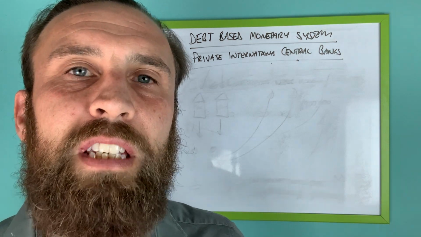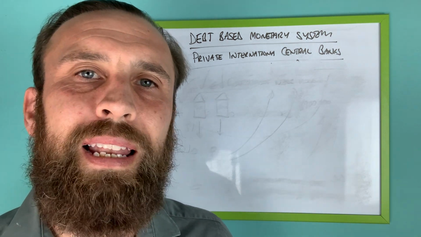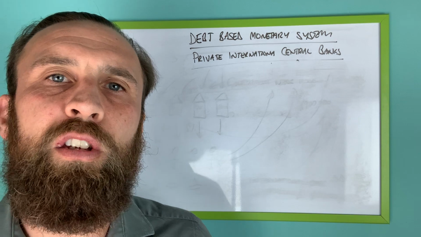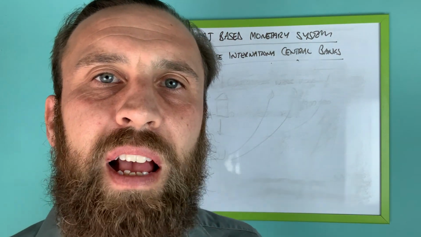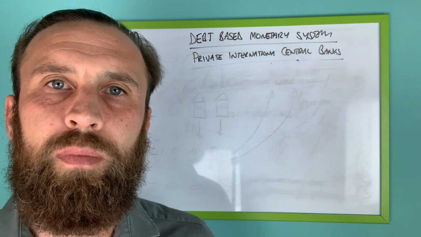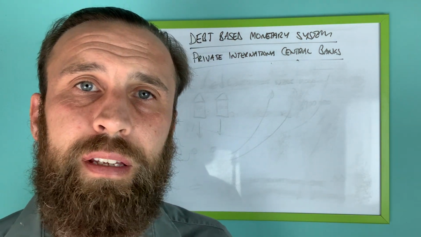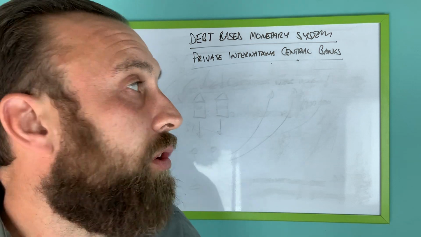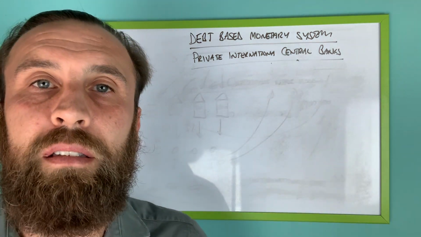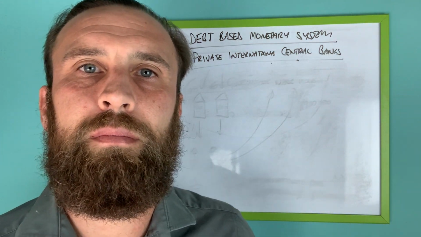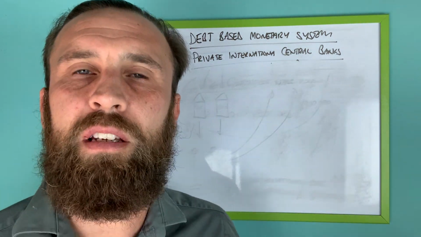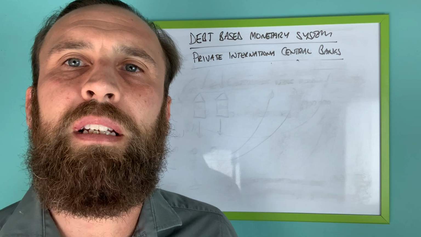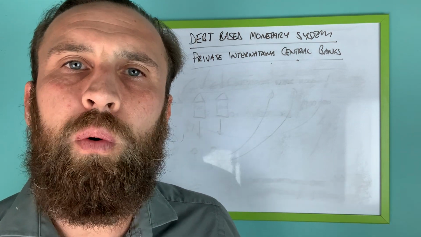But yet the system continues because we allow it to continue, because we continue using that system in the way the system was designed for it to be used, which is not for our benefit, it's for our detriment, and only for the benefit of the private international central banks. They're the winners. They will always be the winners.